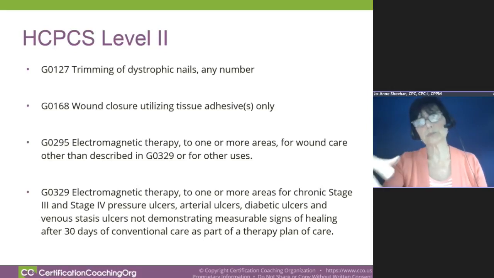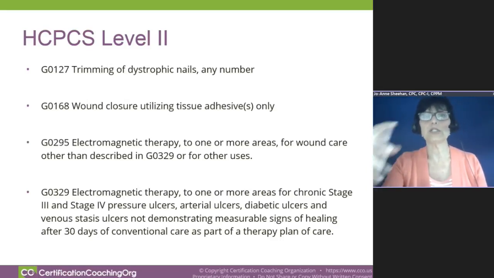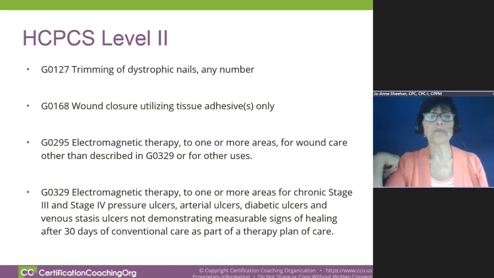If there are any questions pointing to this in your exam, it will not be extensive because this is not a billing exam. This is a coding exam, and you just need to know what's considered routine and non-routine and things like that. The G0168 is the wound closure utilizing tissue adhesives only. The G0295 is electromagnetic therapy to one or more areas for wound care other than described in G0329 or for other uses.